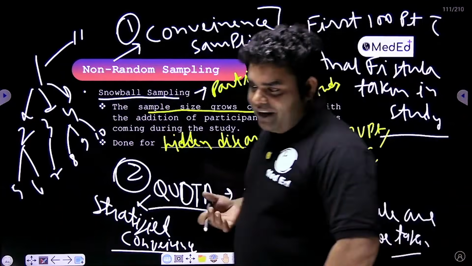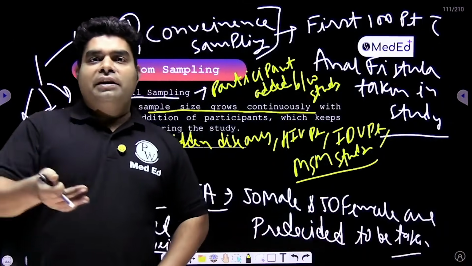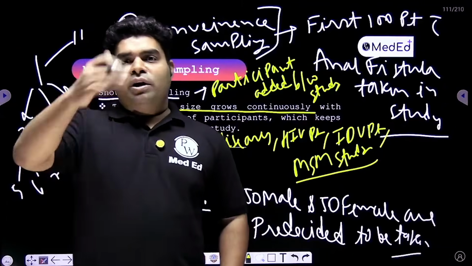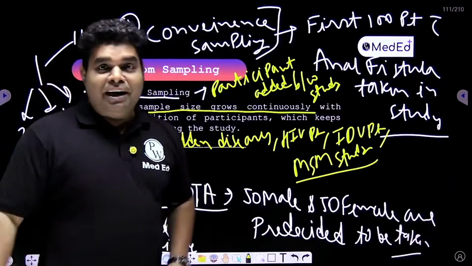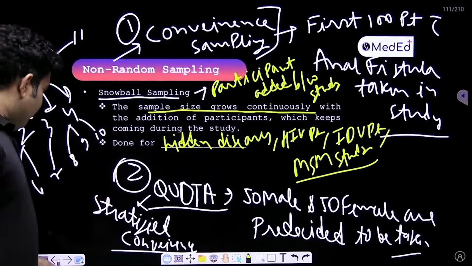So you understand how this type of sampling is done. I will first find one male, then without falling in the trap I will ask about their lover, and then again without falling in the trap I will move to another sample and keep doing this study. So this type of thing is snowball sampling. Very difficult to do MSM study, but you understand all hidden diseases can only be found by snowball sampling.